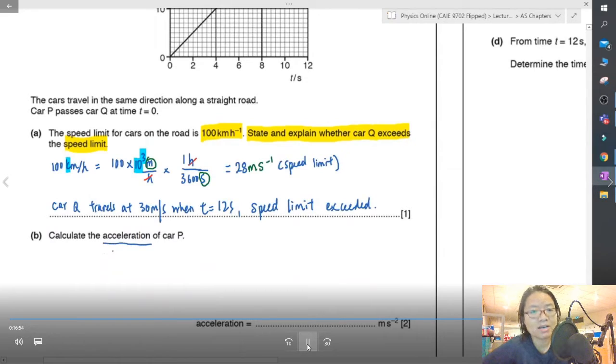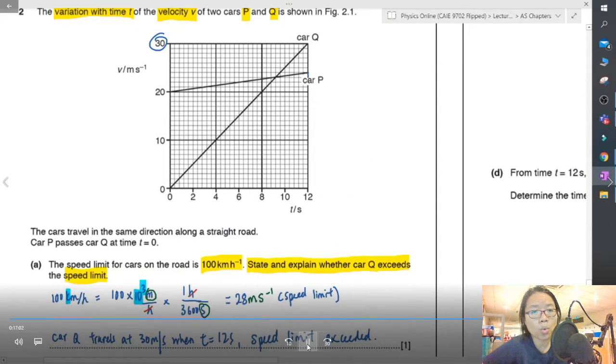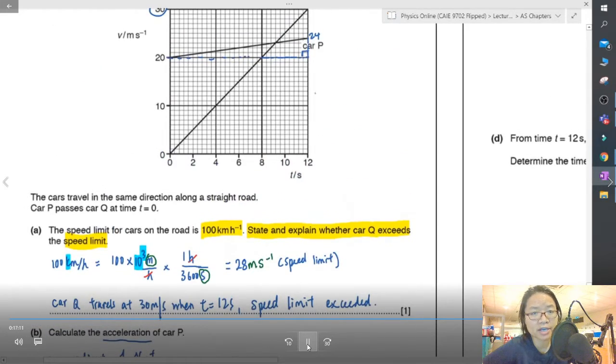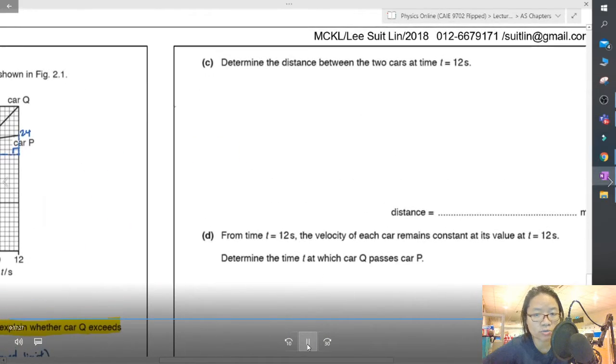Time for assignment. Calculate the acceleration for car P. Very straightforward. Acceleration is once again the gradient of the VT graph. So if you look at the VT graph, I'm just going to draw a right triangle here, and then see this 24. So I'll take 24 minus 20, which is the height of the triangle, divided by the base of the triangle, which is 12 minus 0. And that would give me 0.333. Do not write your answers in fraction. Never write 1 over 3. So to get the 2 marks, I need to see the gradient, substitution, and then the answer.